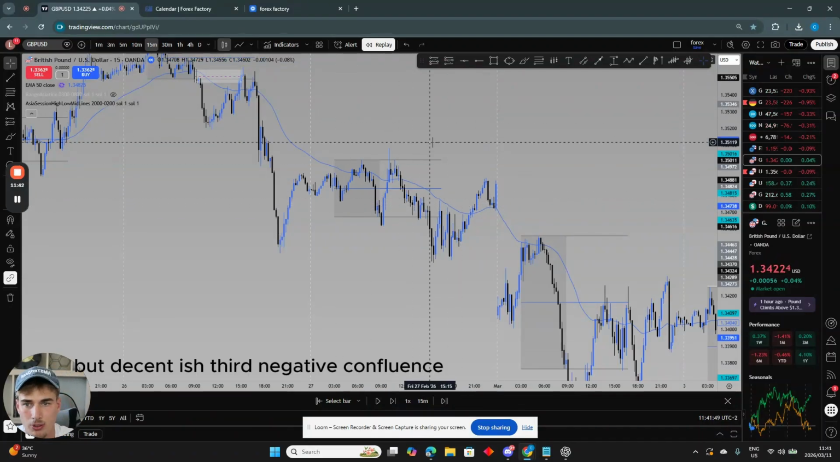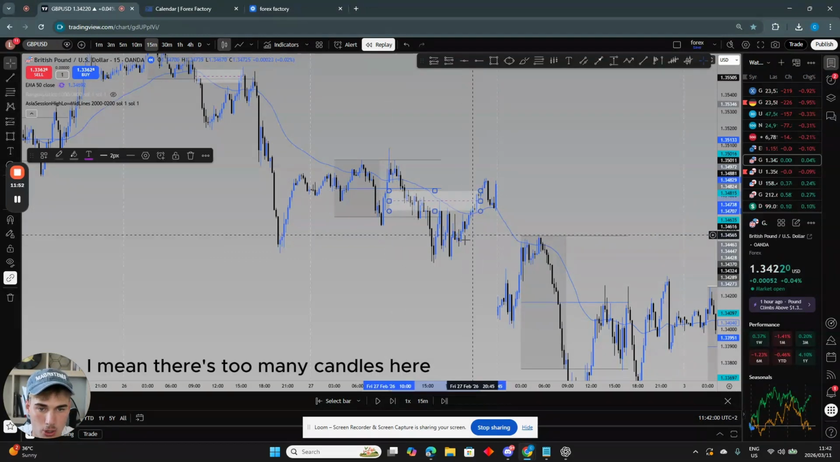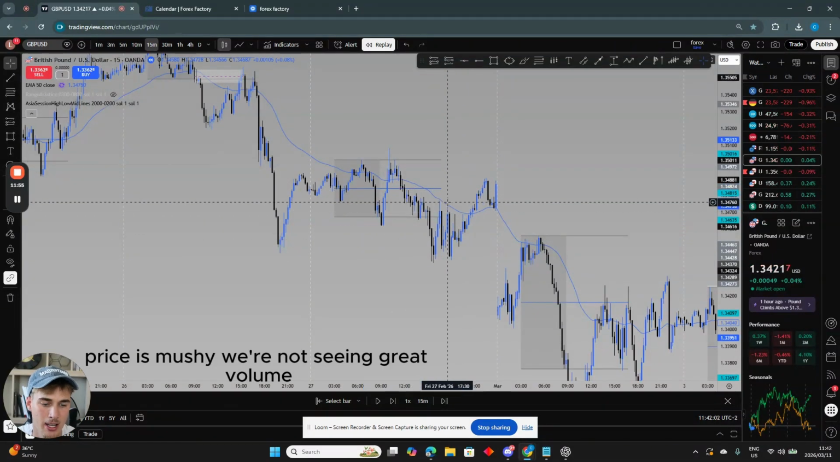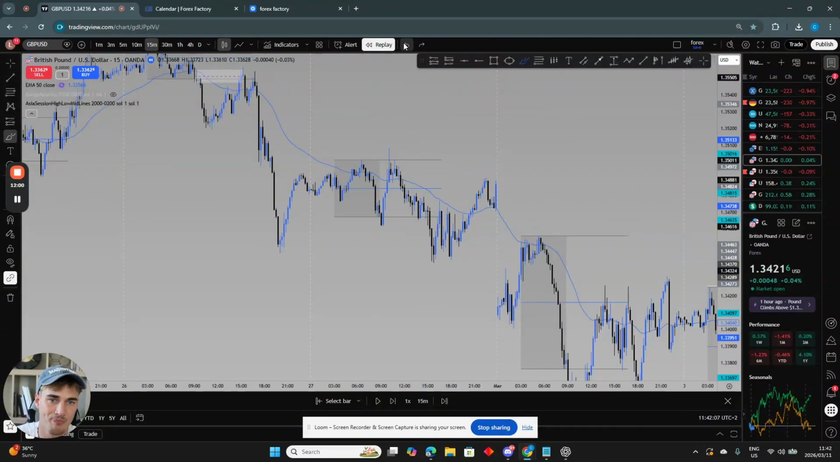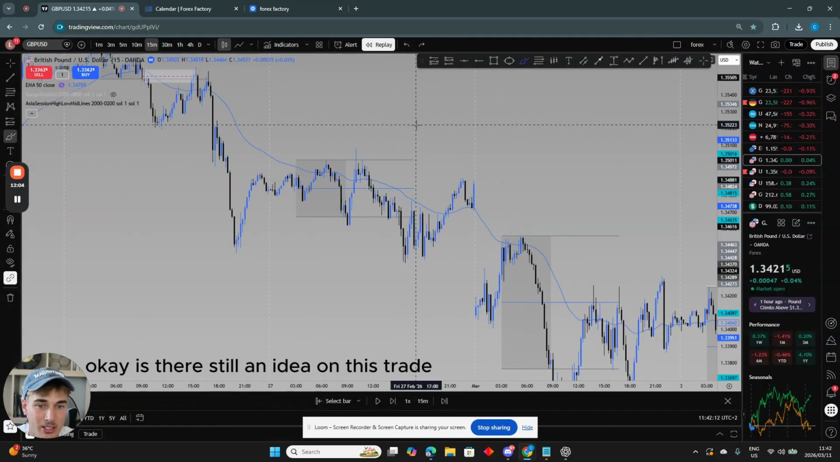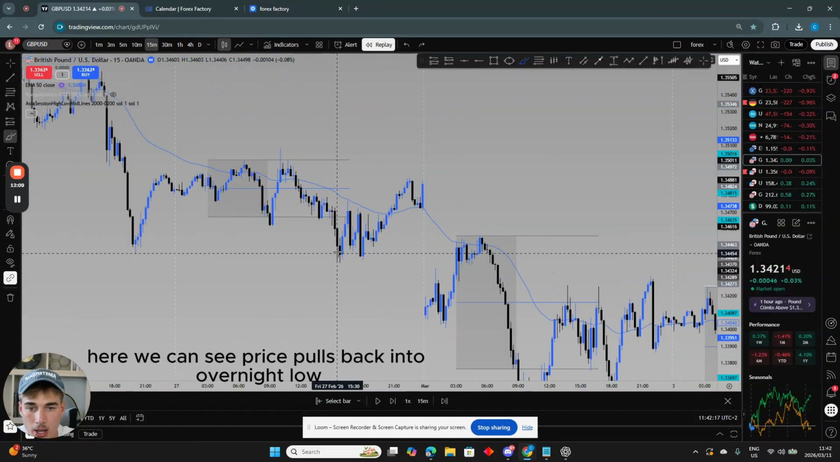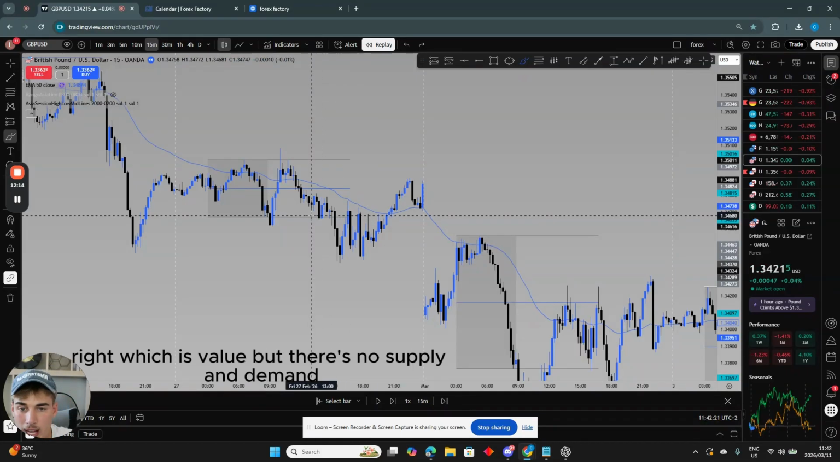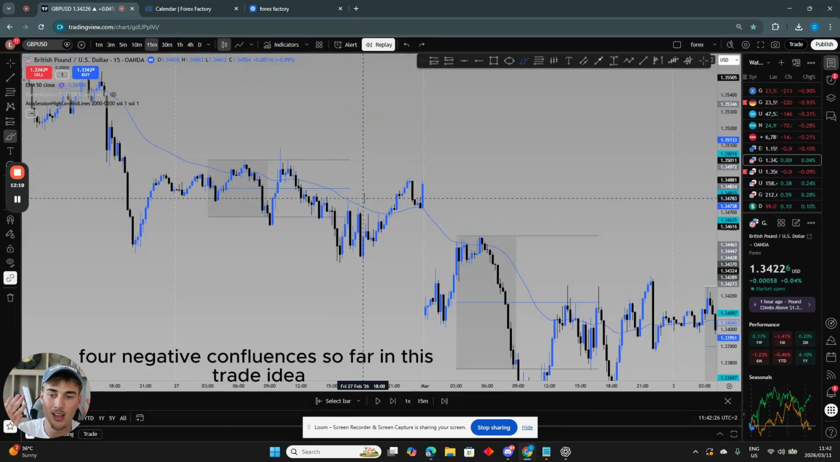Third negative confluence: no key or precise supply and demand area. I mean, there's too many candles here. Price is mushy. We're not seeing great volume. It's really just consolidating within this area. Negative confluence number 4. Okay. Is there still an idea on this trade? Should I be taking it? No. Here we can see price pulls back into overnight low, right, which is value, but there's no supply and demand. It has EMA, so there's 2 confluences, but we found 4 negative confluences so far in this trade idea.